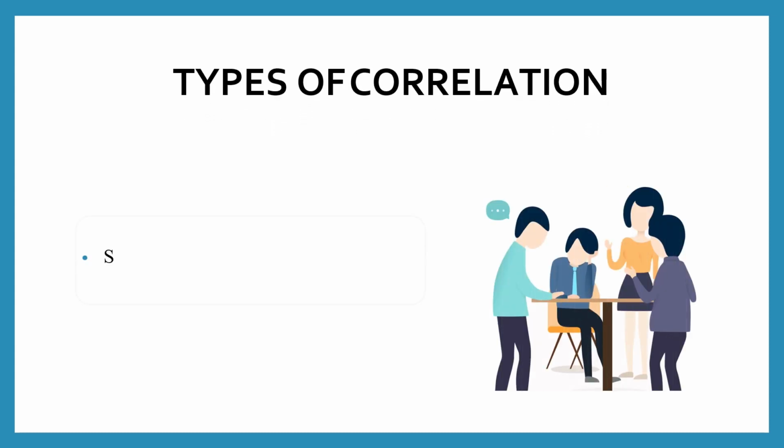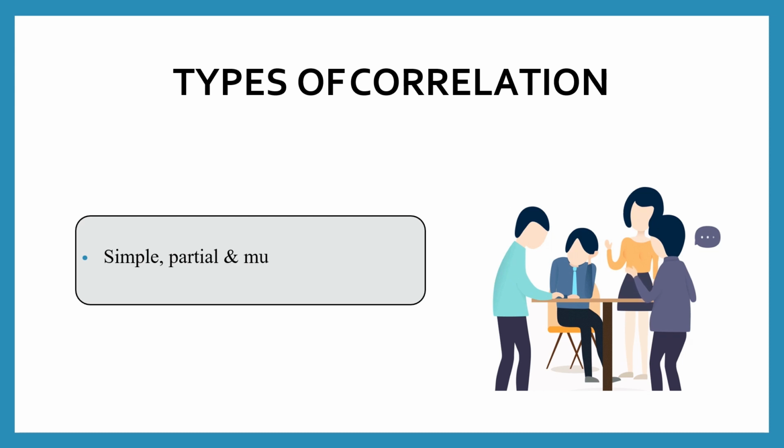Types of correlation: simple, partial and multiple correlation. When the relationship between any two variables only is studied, it is a case of simple correlation. When the relationship between any two out of the three or more variables is studied, ignoring the effect of the other related variables, it is a case of partial correlation.